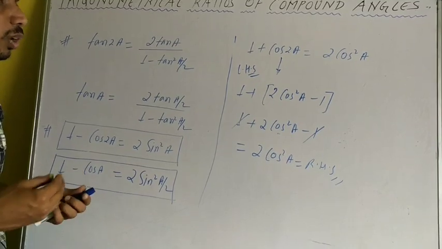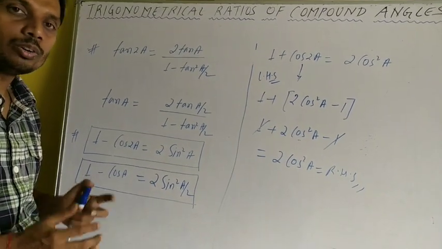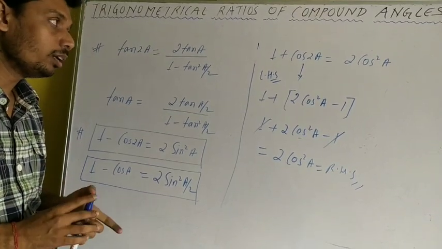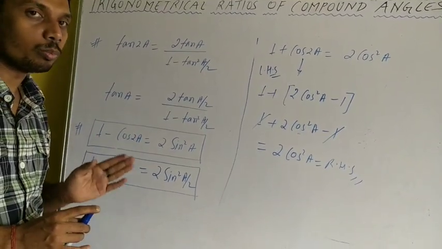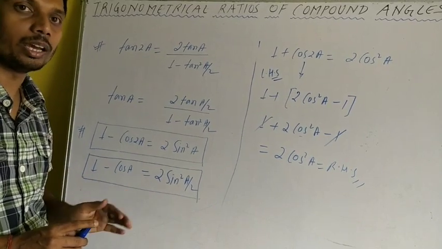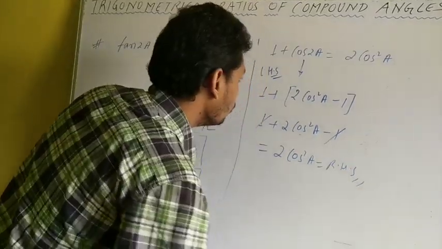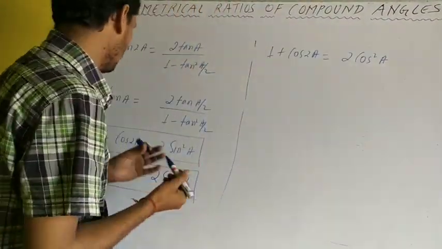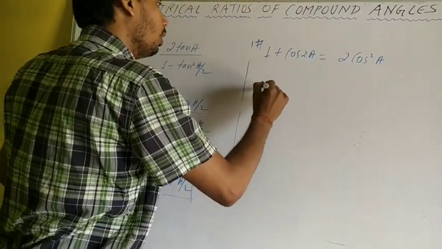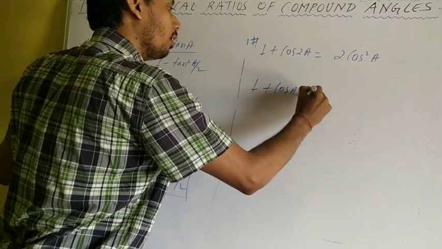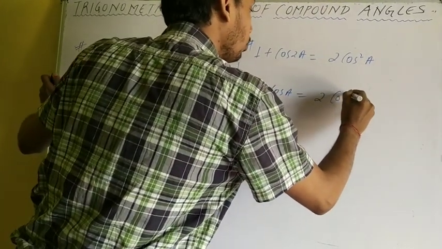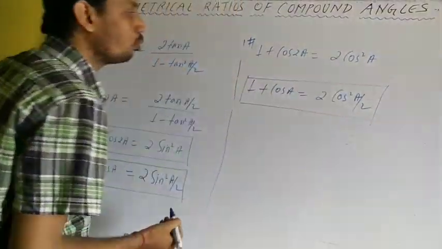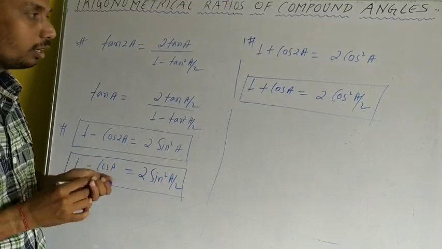If you apply a little logic, you will come to know how the proof part comes. The proof is not important, but these formulas are very, very important, so you must learn all the formulas again and again. So 1 plus cos a, this is equal to twice cos square a by 2.